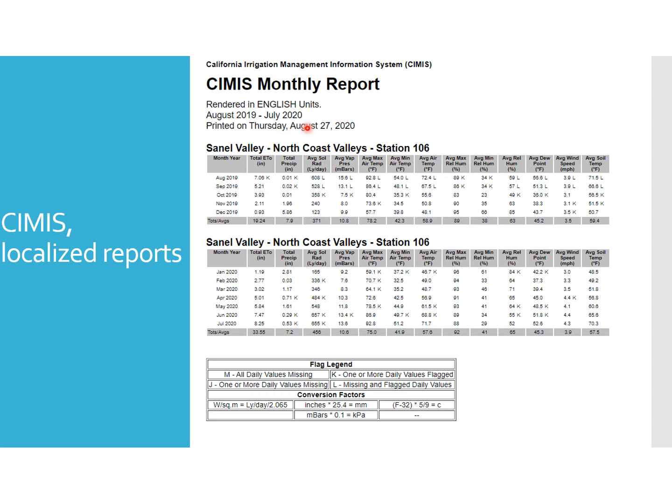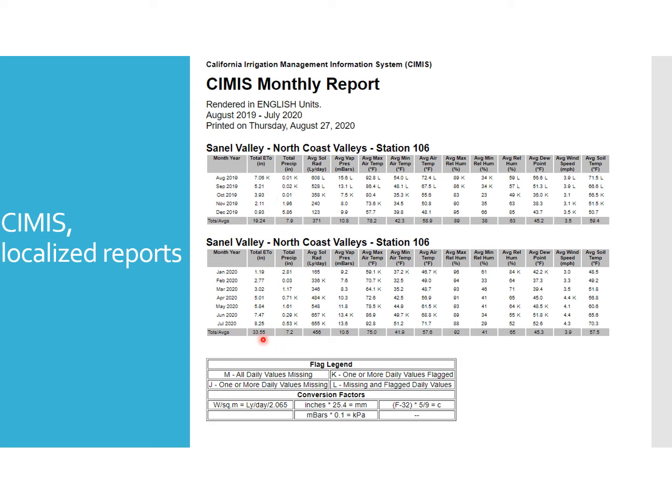This also can seem a little bit intimidating at first, so you want to just keep track of what it is that you're trying to find out. And in this case, what I'd like to know is what was the total ETO? So here we have August through December had an ETO of 19.24 inches. And then from January to July this year, it was 33.55. So I could add those together to get my total.